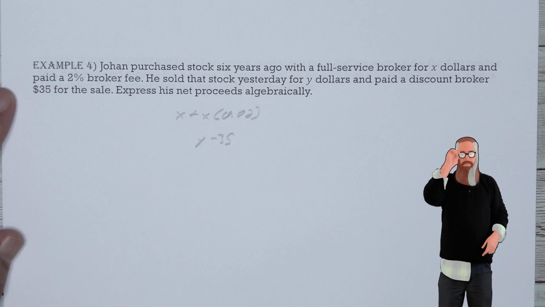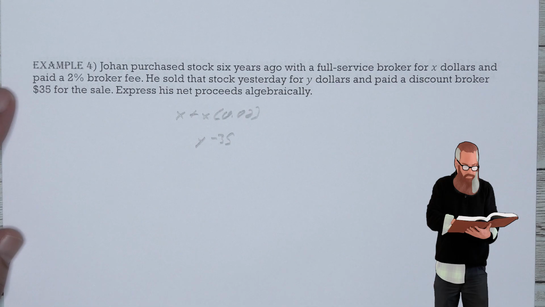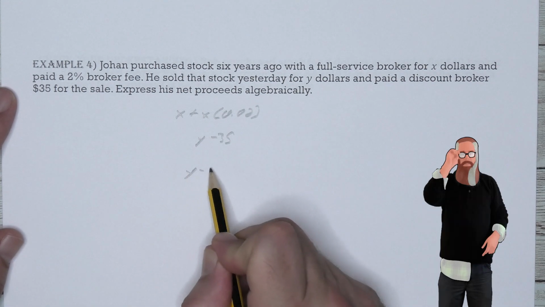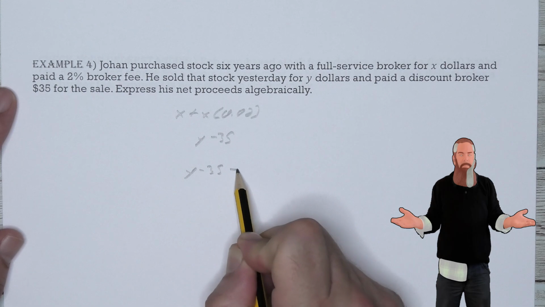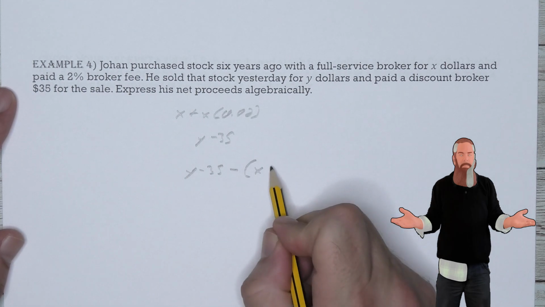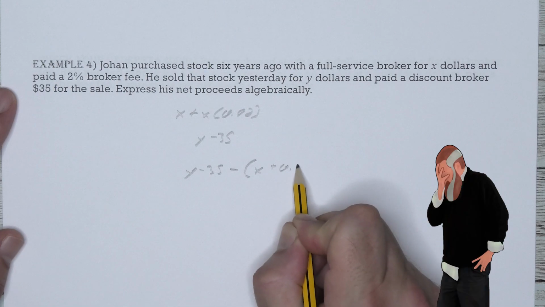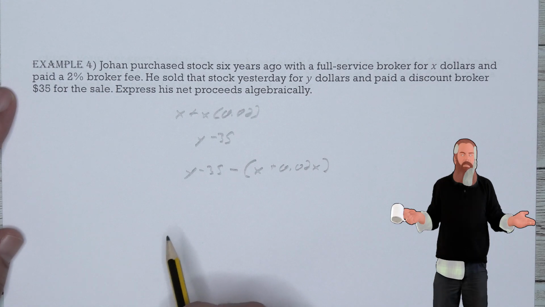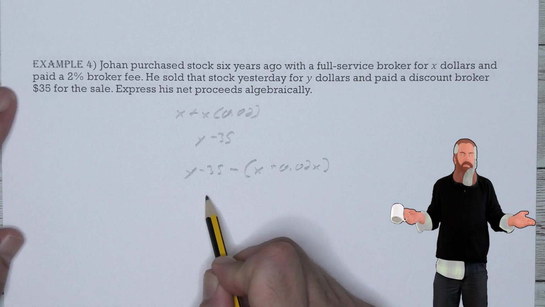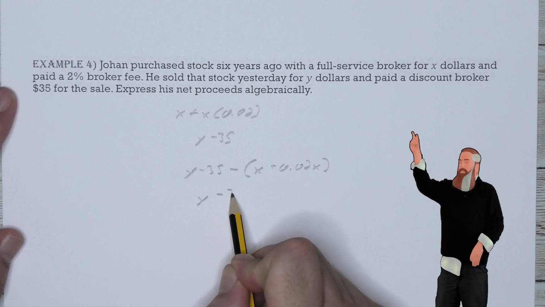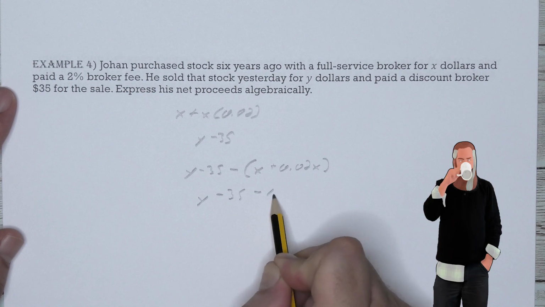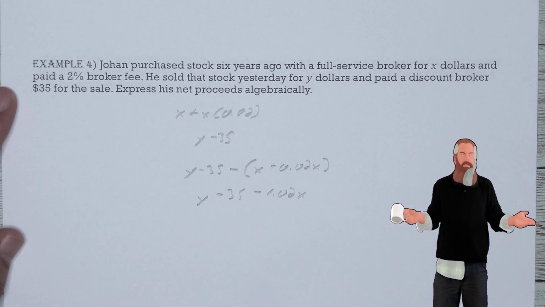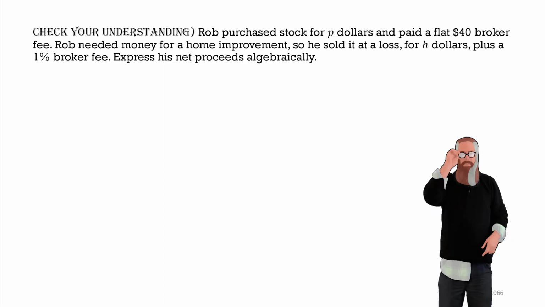Now, net proceeds is equal to the difference between the purchase cost and the amount received. So we can say Y minus 35 minus X plus 0.02X. Now we can combine any like terms that we have, and we're going to wind up with Y minus 35 minus 1.02X. Let's check our understanding of this.